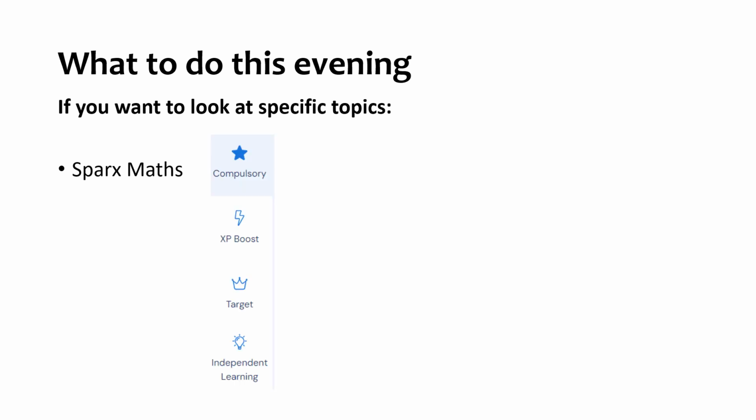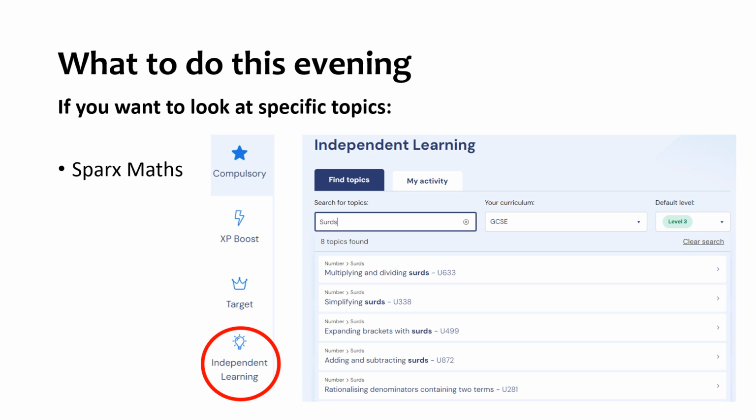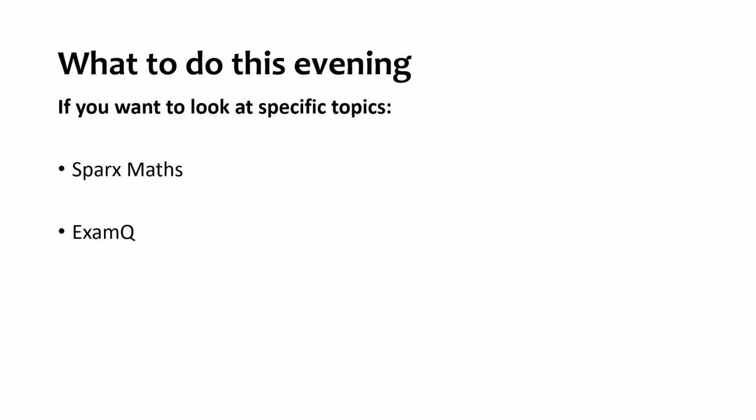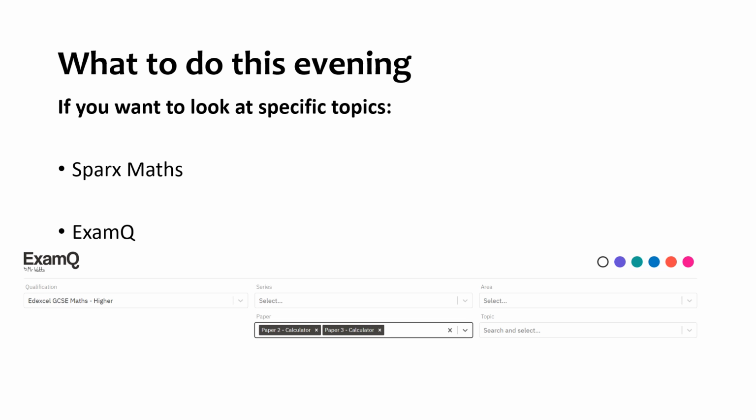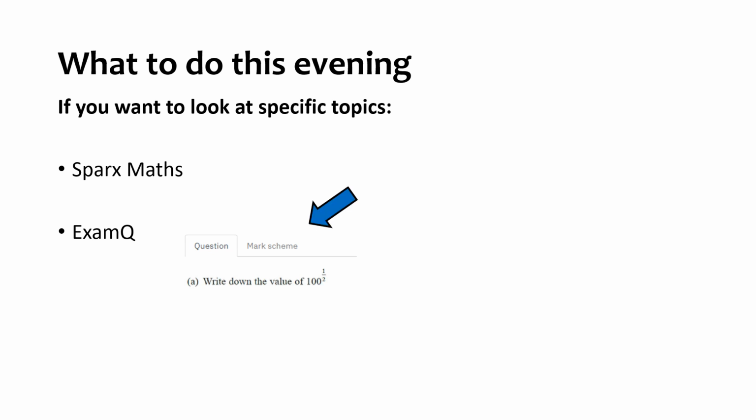So again, what should you do tonight? More topic focused revision. You can pop onto Sparx Maths and into your independent learning section, checking that you're on GCSE for your curriculum, and you can type in whatever topic you want, click on the relevant answer that comes up, do the tasks, watch any helpful videos there. You've got Exam Q, so this time I would just make sure that we're still on Higher, but your papers are set to paper 2 and paper 3, and then you can type in your topic and select what you want to do. And remember there is a mark scheme, and it is the GCSE mark scheme, so you can see exactly where those marks come from.